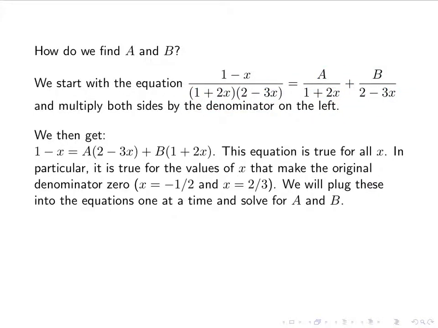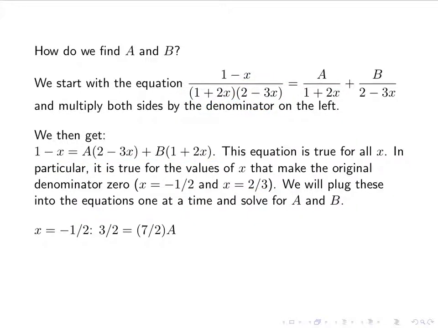So this equation is true for all x, and in particular, it's true for the values of x that make the original denominator 0. So what we do is we take each of our denominators and solve it for 0. So we have 1 plus 2x equals 0. We solve for x. We get x equals negative 1/2. I take 2 minus 3x, set it equal to 0, solve for x, and I get x is 2/3. So I'm taking each factor in my original denominator, set it equal to 0, and solve for x. These I'm going to plug into our equation that we now have here.